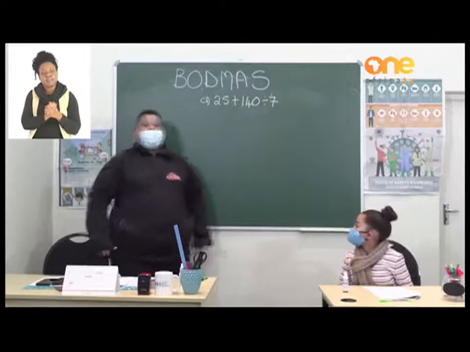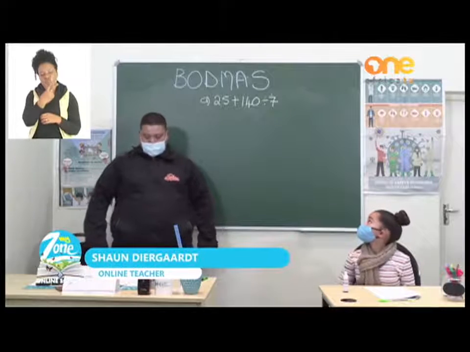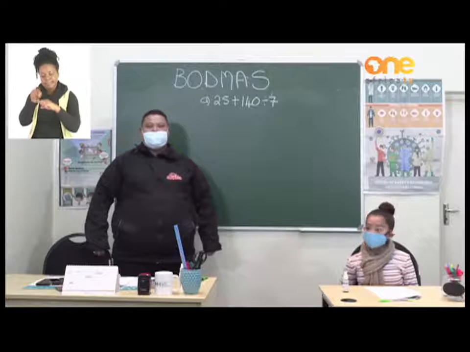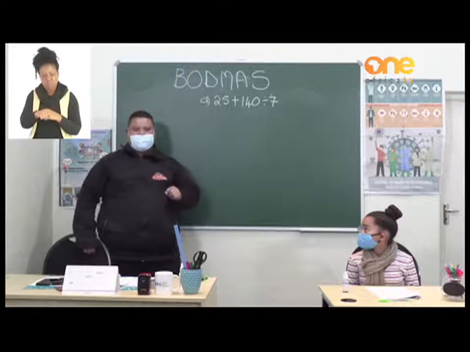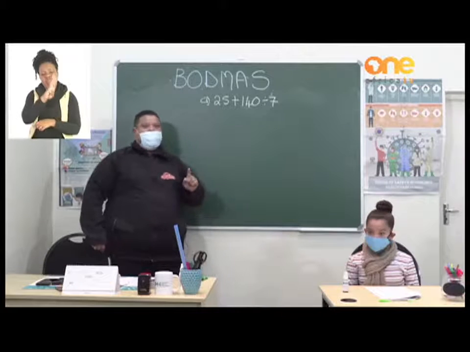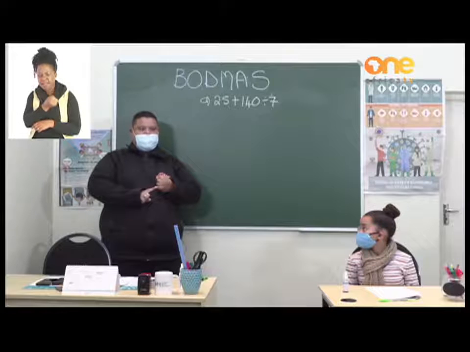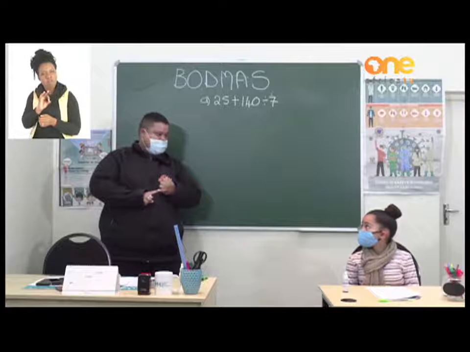Okay. On the chalkboard we will see it says 25 plus 140 divided by 7. Now we need to apply BODMAS. So we first check: do we have any brackets? If there were brackets, we would have done that part first. So now, do we have any brackets?